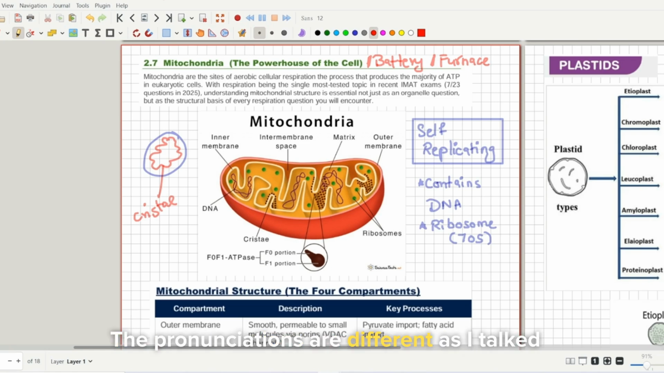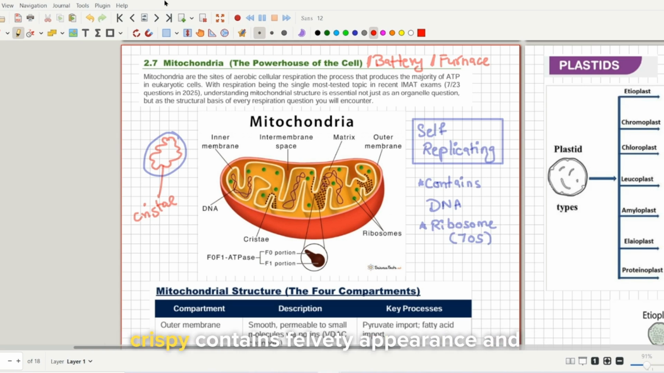The pronunciations are different, as I talked about, in different regions. Some people say it one way, some people say it another way, and some people read it yet another way. I read it this way because it is much easier to memorize. You can pronounce it as you like, you can say whatever you want to.